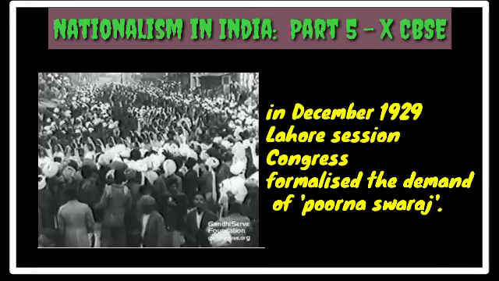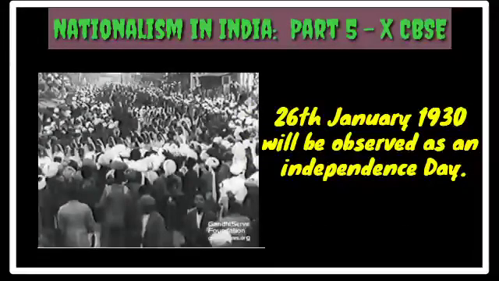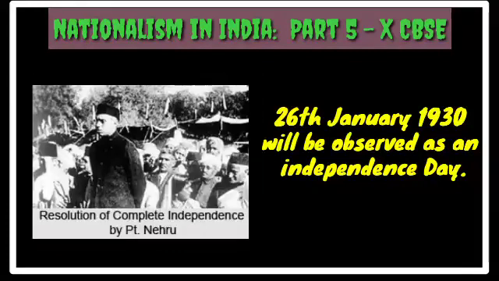And the Lahore session meeting of the Indian National Congress in December 1929 formalized the demand for Purna Swaraj. This Congress session also declared that 26th January 1930 would be observed as Independence Day, while people would take a pledge to struggle for complete independence. So this was one of the mock Independence Day observations practiced by Congress on 26 January 1930. They just said that we need complete independence, or Purna Swaraj.